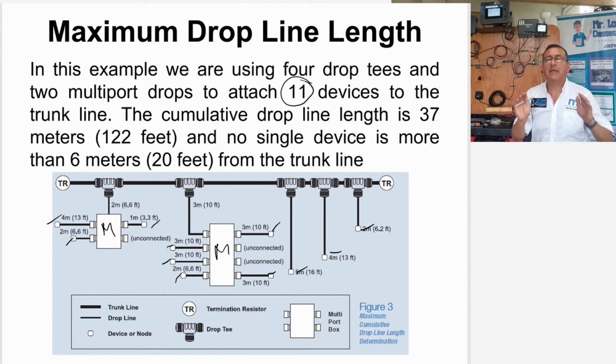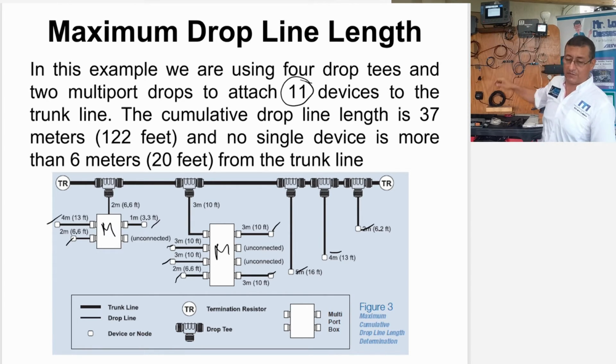Any drop line, the maximum distance of any drop line should be no more than 6 meters. Each drop line should be no more than 6 meters. Okay, the total distance of the drop lines, if you add all of them, should be no more than 78 meters. And other important information is about the amount of equipment. What is the maximum? Right now we are going to talk about that.